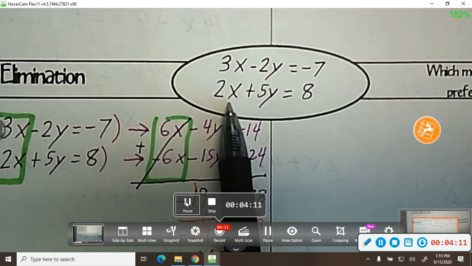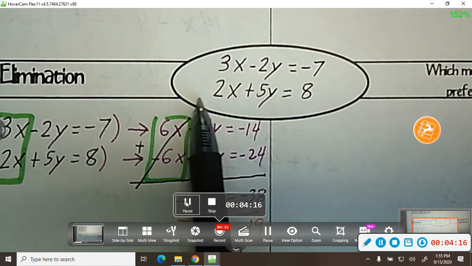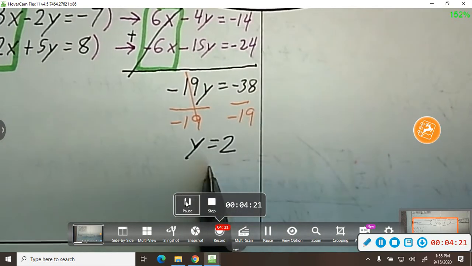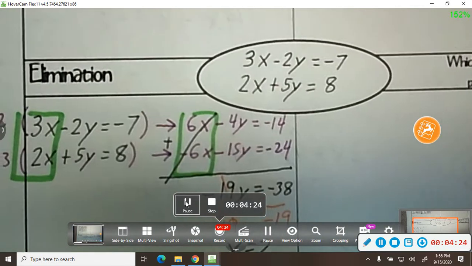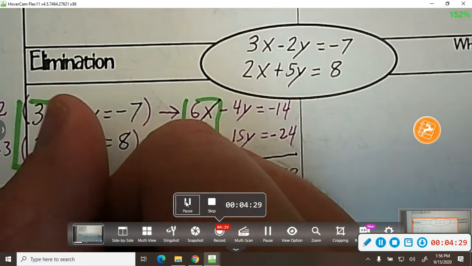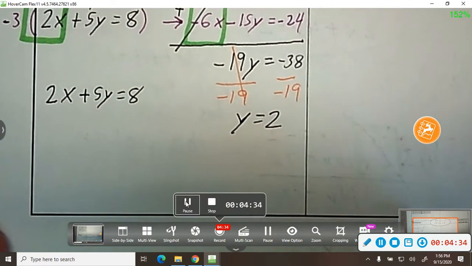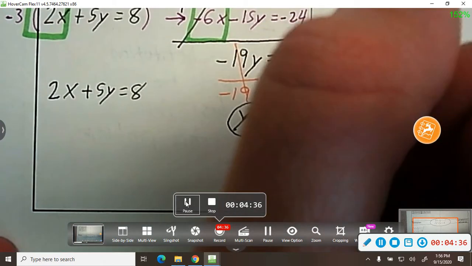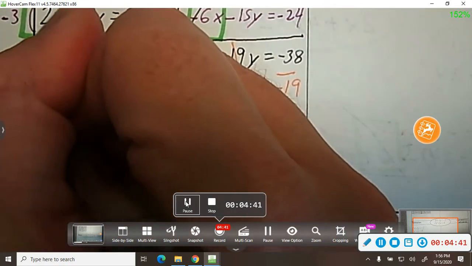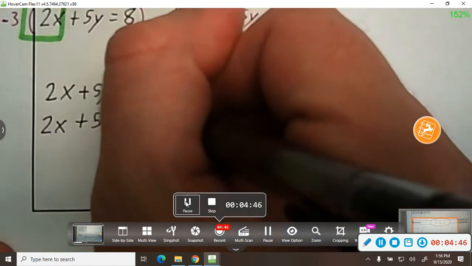Me personally, I'm going to pick the one with all positive signs because I prefer positive numbers. So I'm going to copy down 2x plus 5y is 8, but I know the value of y. But now I'm going to substitute in what I know. I know y is 2. 2x plus 5 times 2 is 8.